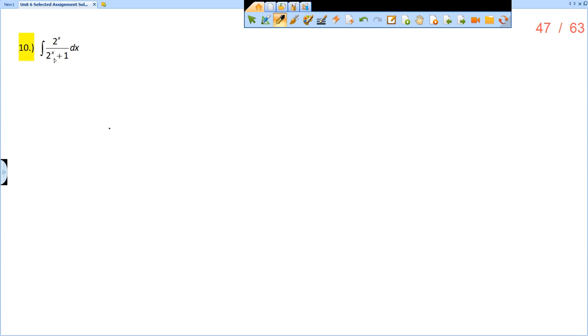Now when I look at this, I want to use the denominator as my u. Sometimes people look at it and ask, why not the numerator? They're very similar. Well, when I take the denominator and take the derivative, the plus one is going to go away. That's going to leave me with the integral of 1 over u, and then I have the 2 to the x dx.